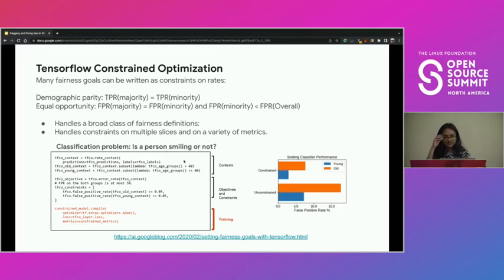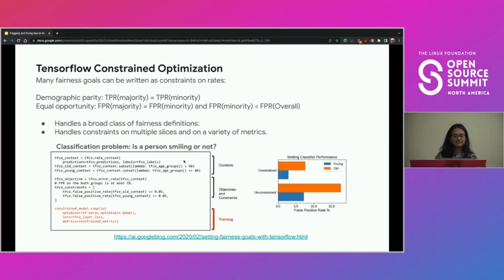There's also the TensorFlow Constrained Optimization. A lot of times, these fairness goals that we talked about, the 21 fairness definitions, can be written as constraints. So you can say that the true positive rate of the majority needs to be equal to the true positive rate of the minority, and that's demographic parity, essentially. And likewise for equality of opportunity. Now you can take all these constraints using the TensorFlow Constrained Optimization toolkit and add them to your training objective. And this is again open source. And you can see that this helps improve the model's performance over the various groups.